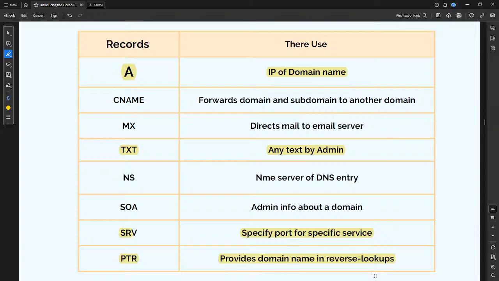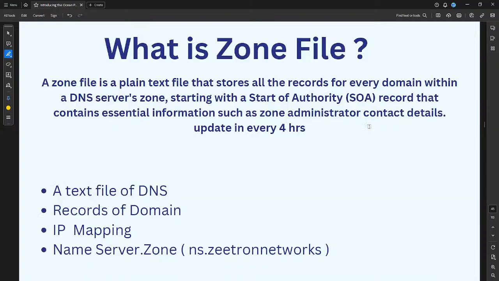Basically, what you need to understand here is the records and what they are used for. Having this understanding gives you a clear perception of the types of records that will be stored on a domain or on a DNS. You can also see MX, which directs mail to the email server.